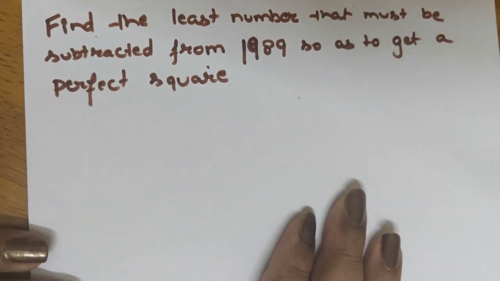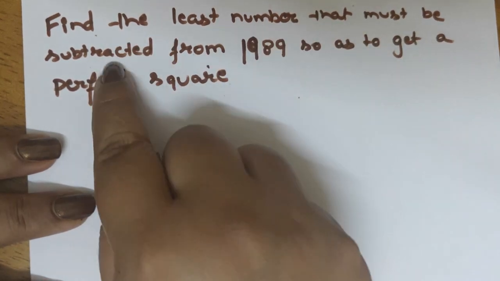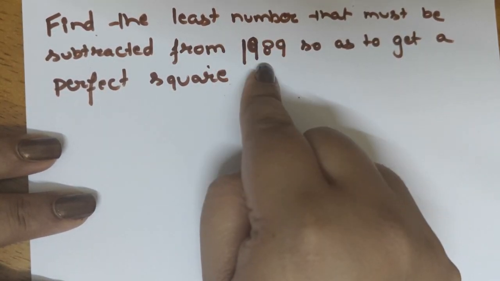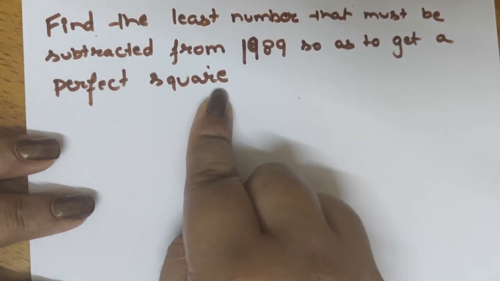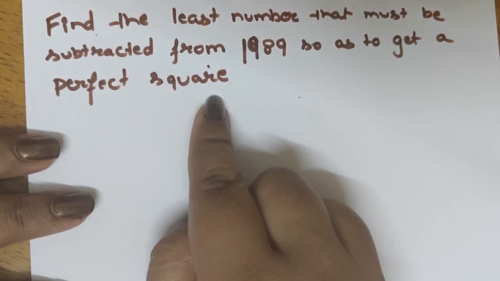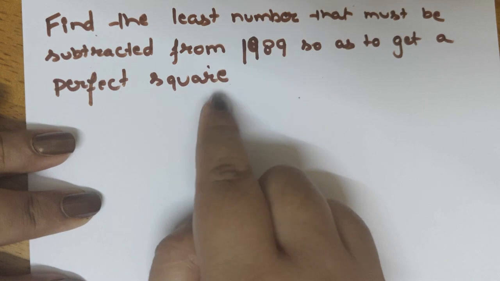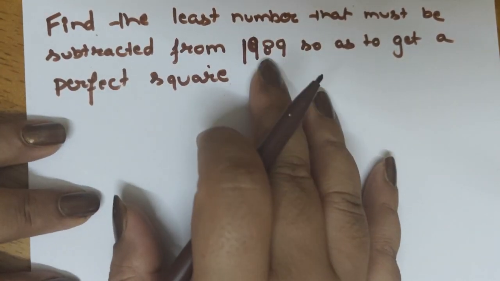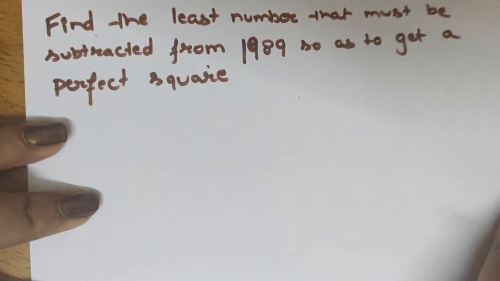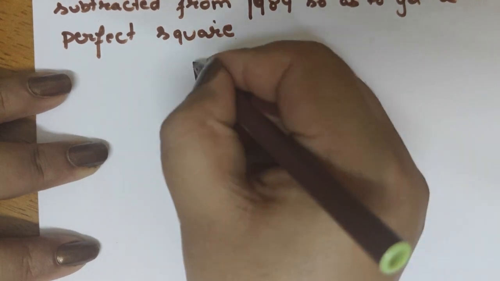Another type of questions that you can get is: find the least number that must be subtracted from 1989 so as to get a perfect square. Earlier we were seeing the number which can be multiplied or the number which can be divided. Now in the division method we can find the number which can be subtracted or added to make it a perfect square.